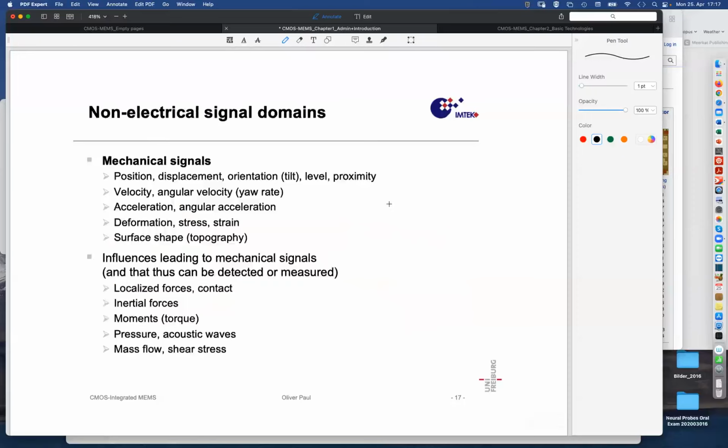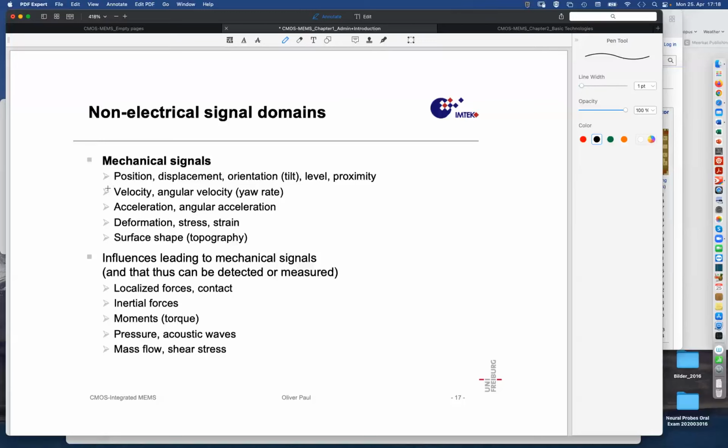So in MEMS, we address not only electrical signals, but non-electrical signals. I just enumerated some of those here. You don't need to learn them by heart. It's not going to say, tell me the 5 entries on slide 17 of chapter 1. It's more kind of common sense.